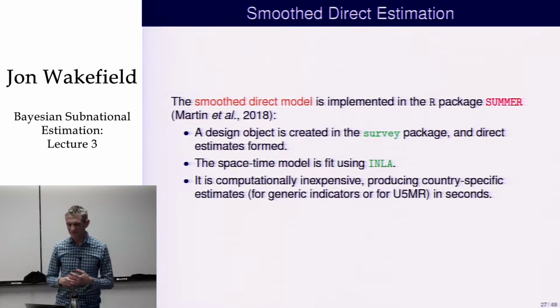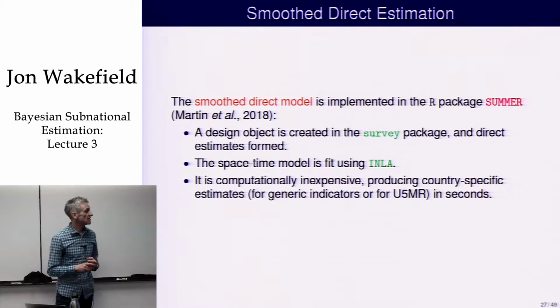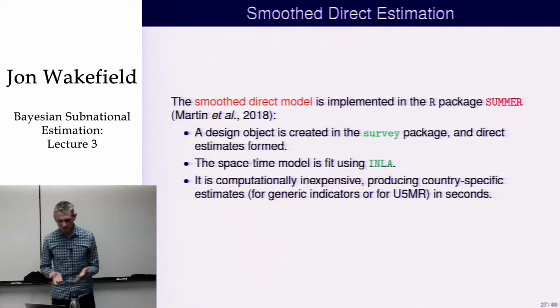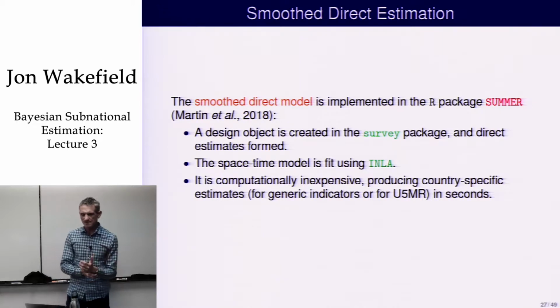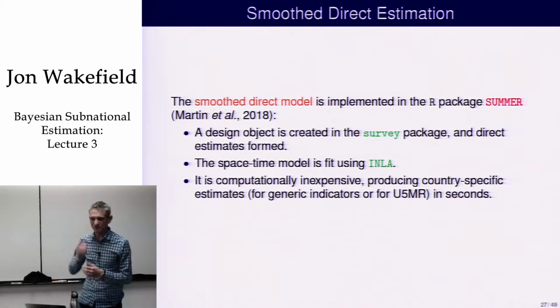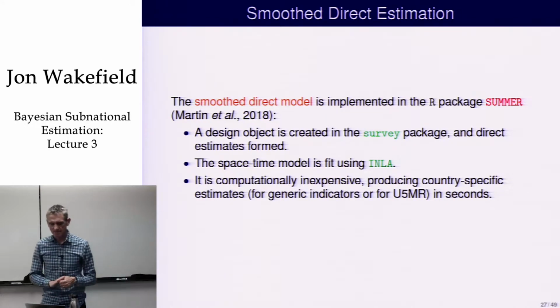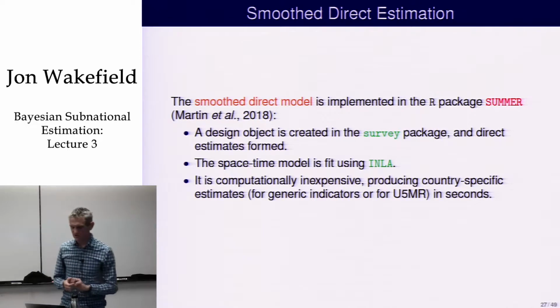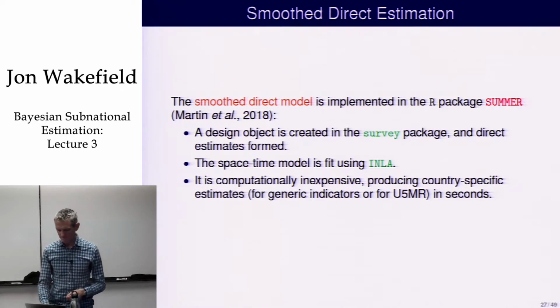So these methods are all packaged up within the SUMMER package we've talked about. The SUMMER package makes great use of the survey package in R. That does all the fitting I just described using the svyglm function. And then the space-time models are fit using INLA. And this is very, very fast. So this can be done for countries in a very short amount of time.